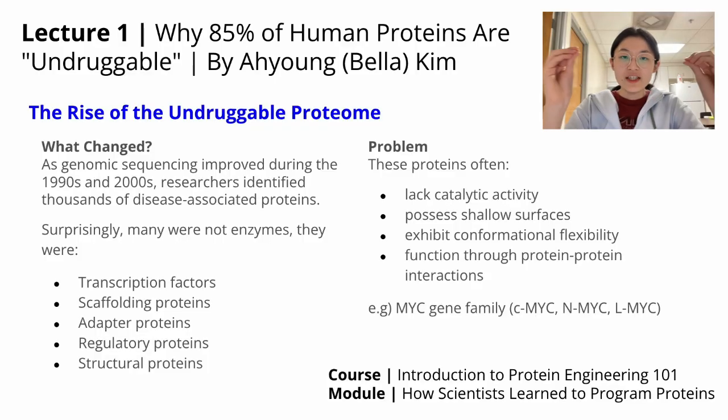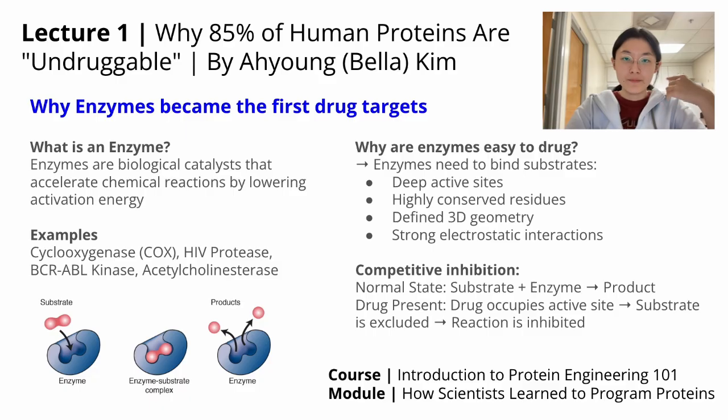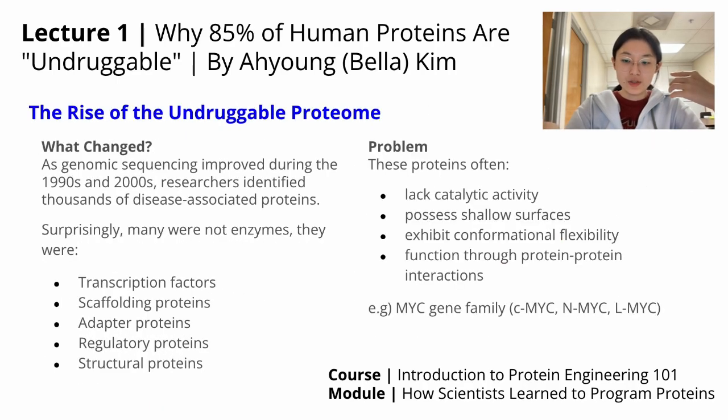Right, so the rise of the undruggable proteins. Why did we get proteins that are undruggable? What changed is that as genomic sequencing improved during the 1990s and the 2000s, researchers identified thousands of disease-associated proteins. And surprisingly, many of them were not enzymes, which were very easy drug targets. Many of the proteins that were identified here were not enzymes. They were rather transcription factors, scaffolding proteins, adapter proteins, regulatory proteins, structural proteins, anything but enzymes.